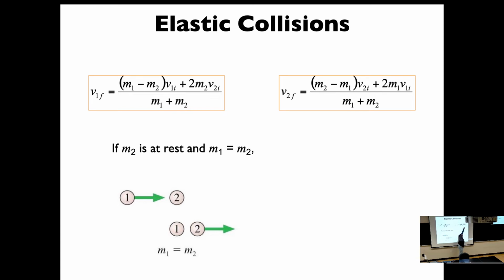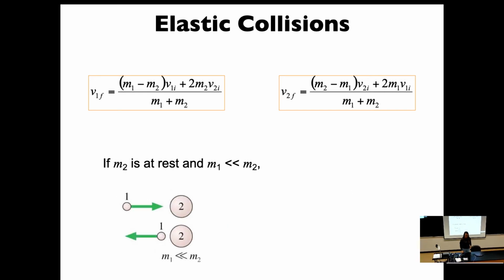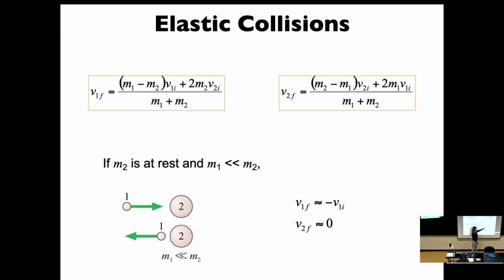2m1, so those cancel. You end up saying that your final velocity V2 should be the same as your velocity V1. Okay, so it works in that case. You can also say if M2 is at rest and M1's really big, you can try this yourself. In this case, this is approximately equal to the negative version of this, and V2 final is approximately 0. Essentially, if something's really big and you hit it, you bounce off of it. And if you plug those values into this equation, it still works.